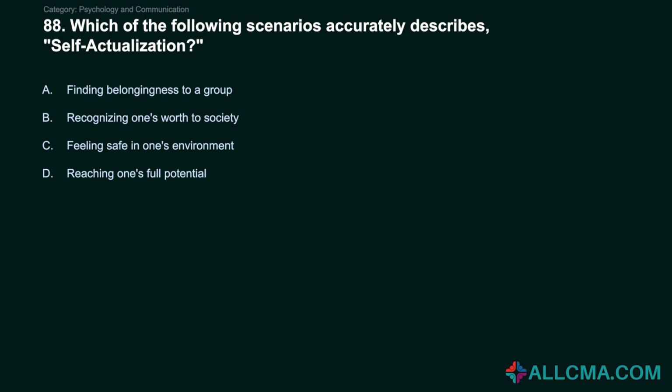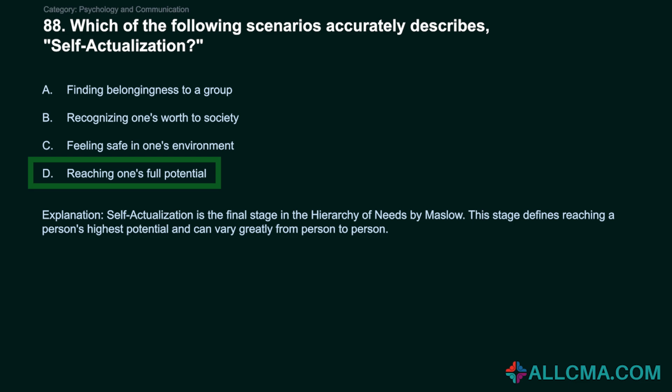88. Which of the following scenarios accurately describes self-actualization? A. Finding belongingness to a group. B. Recognizing one's worth to society. C. Feeling safe in one's environment. D. Reaching one's full potential. Correct answer, D. Reaching one's full potential. Self-actualization is the final stage in the hierarchy of needs by Maslow. This stage defines reaching a person's highest potential and can vary greatly from person to person.